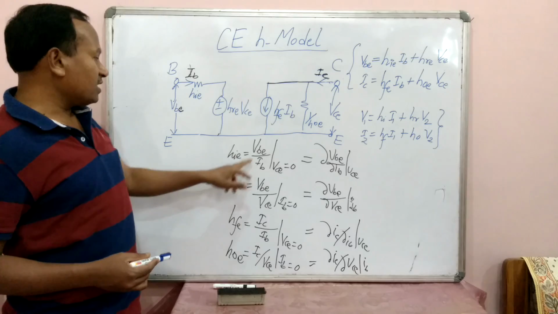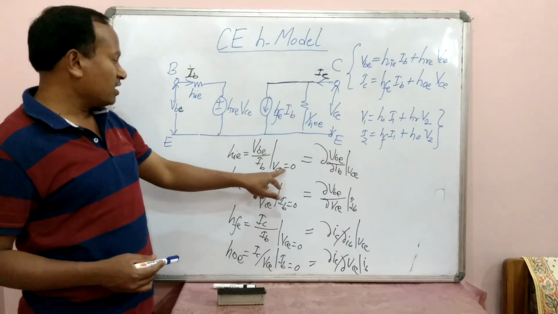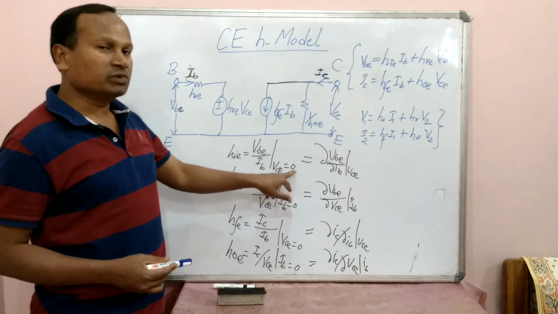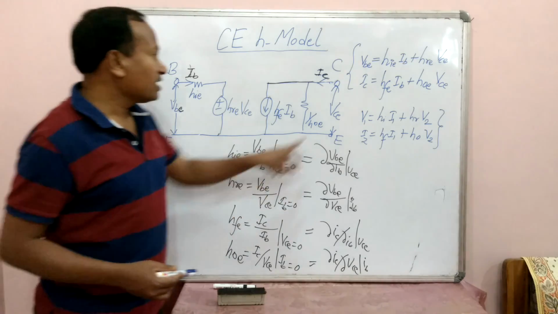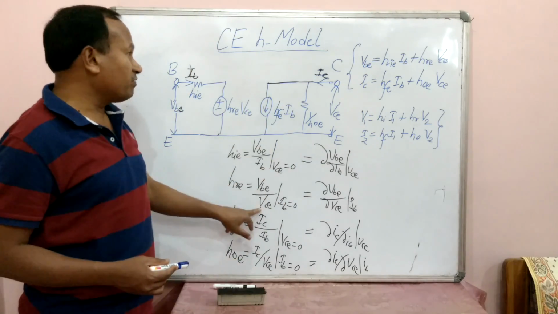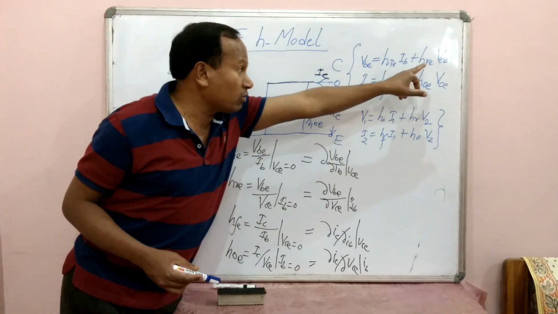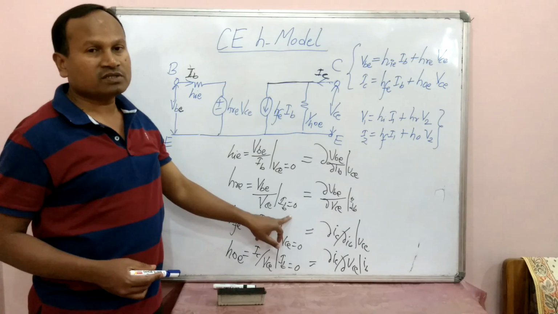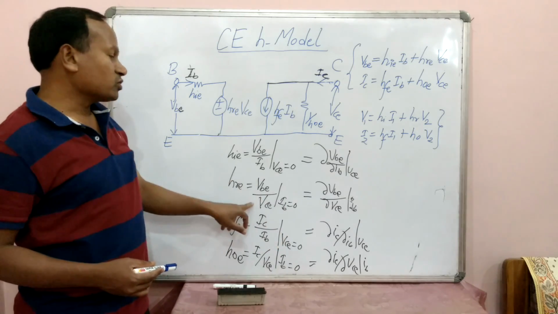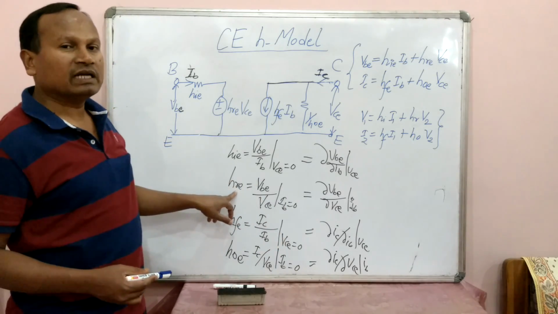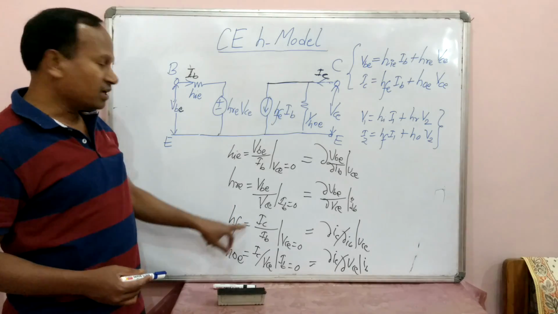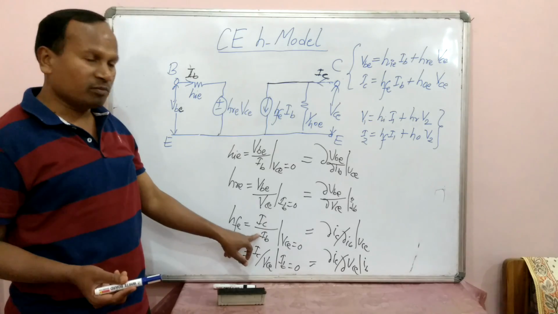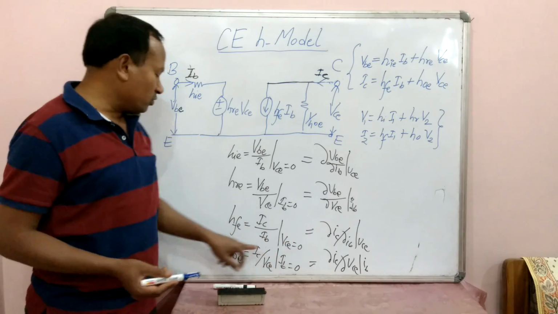hIE is the input impedance. We can see hIE is VBE divided by IB, with VCE equal to 0. Input impedance with output short circuited. What is hRE? hRE is VBE divided by VCE, with IB equal to 0. This is the reverse voltage gain, and we denote it by hRE. Similarly, hFE is IC upon IB. This is the forward current gain, output current divided by input current with VCE equal to 0.